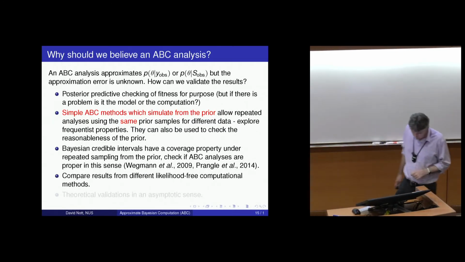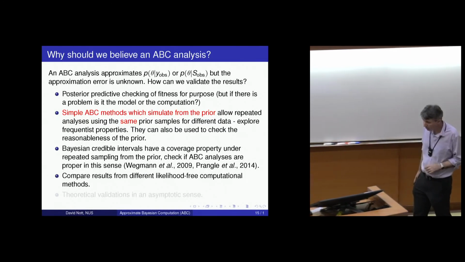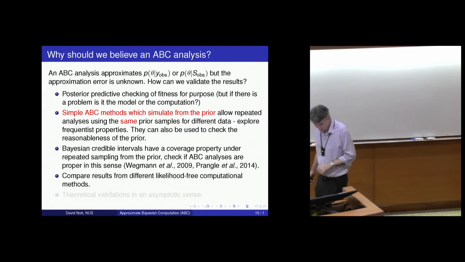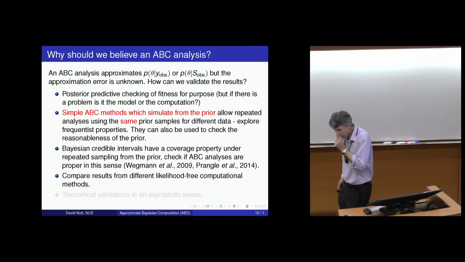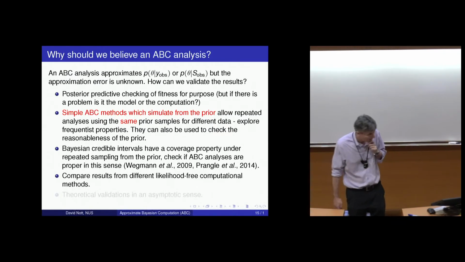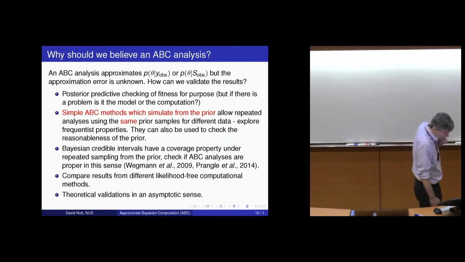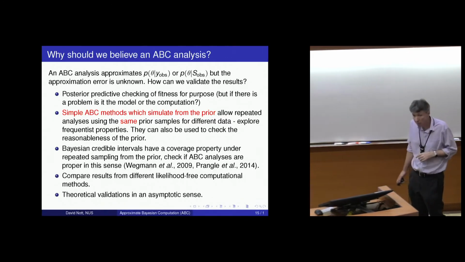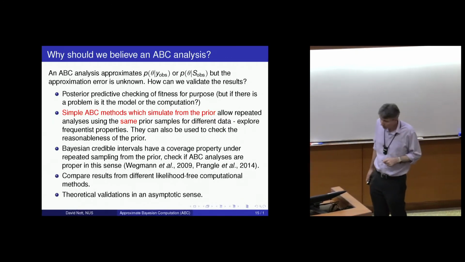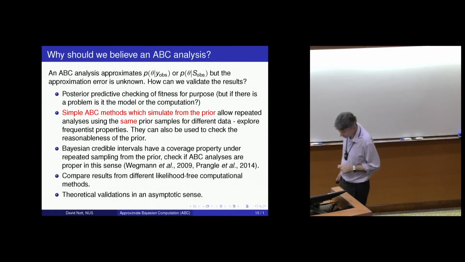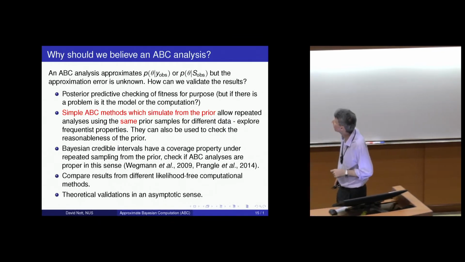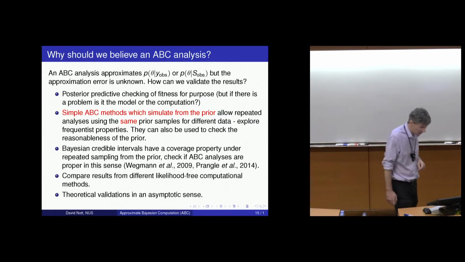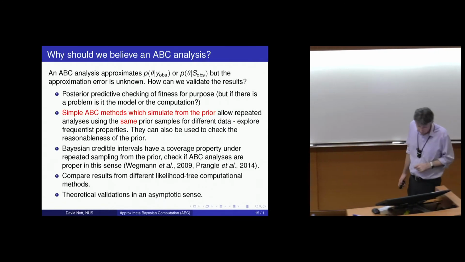Of course, you can try and compare results for different likelihood-free computational methods. And when they disagree, perhaps you have some insight into which might be trusted more. There are theoretical validations, of course, of ABC methods in an asymptotic sense. Hopefully you have at least some kind of posterior consistency property, and perhaps you can say more than that about the shape of the posterior asymptotically.